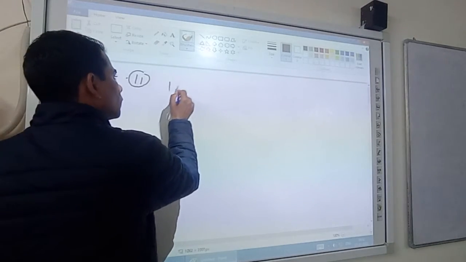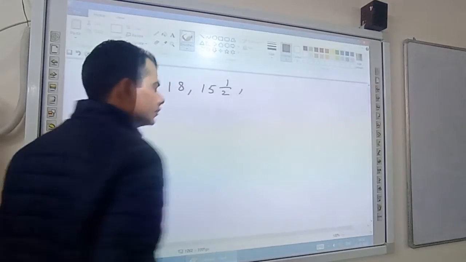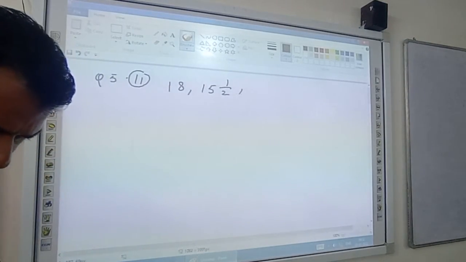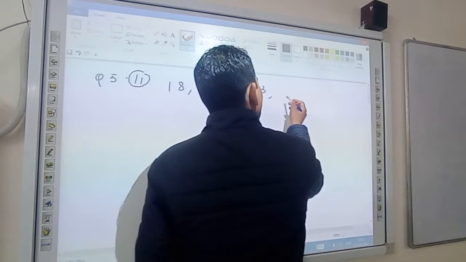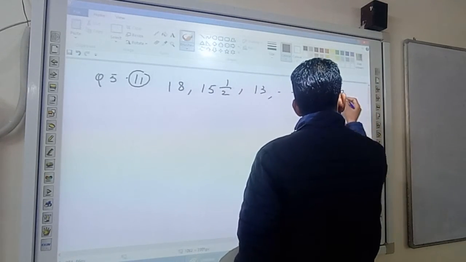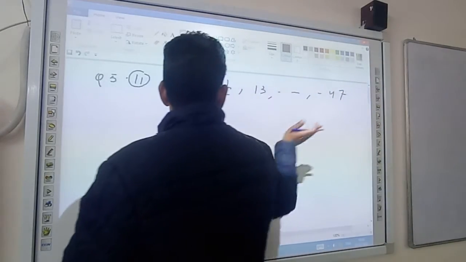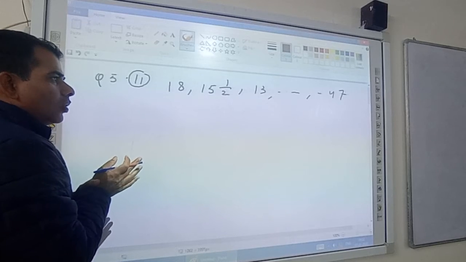18, 15 and a half. The series is decreasing: 30 and so on, minus 45. You are observing that the series is decreasing and goes on the negative side.